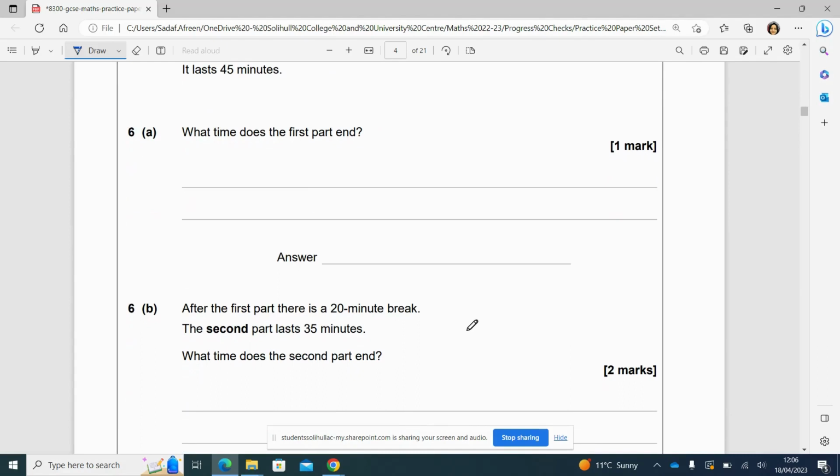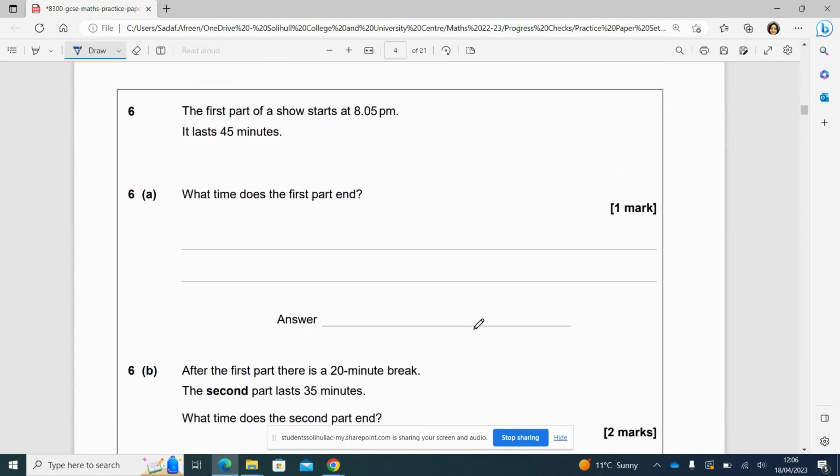Okay, so the next question is number 6. It says the first part of a show starts at 8:05. It lasts 45 minutes. What time does the first part end? So what we need to do is start with 8:05 and we add 45 minutes to this, okay?